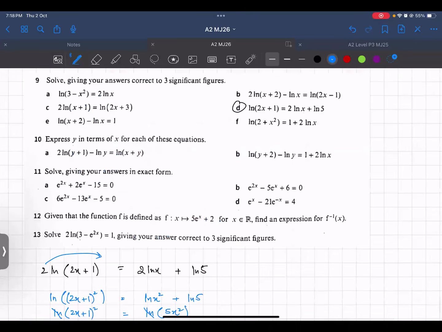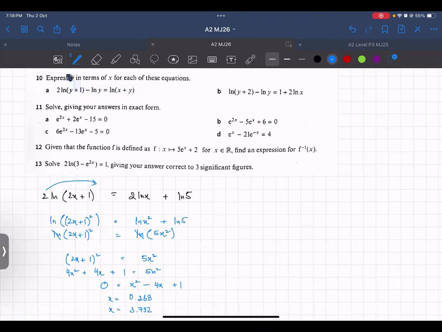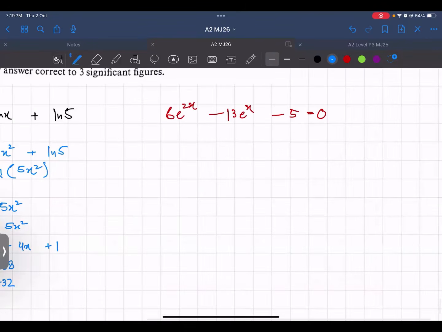So all of these ones, question number 9, question number 10 as well. Question number 10, they're just asking you to write y in terms of x. So you have to get rid of the logs and then make y the subject. Again, the same rules. Question number 11 is something interesting. Let's do 6e^2x minus 13e^x minus 5. Now this is a disguised quadratic. After converting it into a quadratic equation, you will solve it and then use the substitution back and get the answer for x.